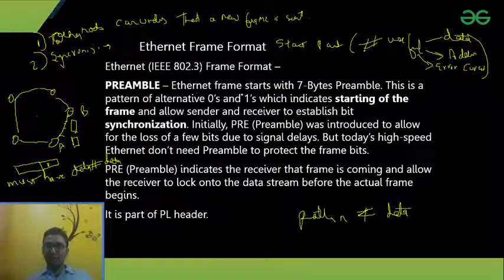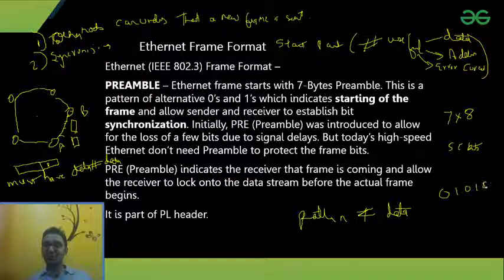Fine. So an Ethernet frame starts with a 7 byte preamble. 7 bytes, you can understand it is huge. 7 times 8 bits, so 56 bits are actually used. So what is this 56 bits? It is nothing but a pattern of alternating zeros and ones, like 010101010101, which indicates the starting of the frame. So the main thing I told you: it indicates the starting of the frame, and it allows sender and receiver to establish bit synchronization. So synchronization is another usage of this.